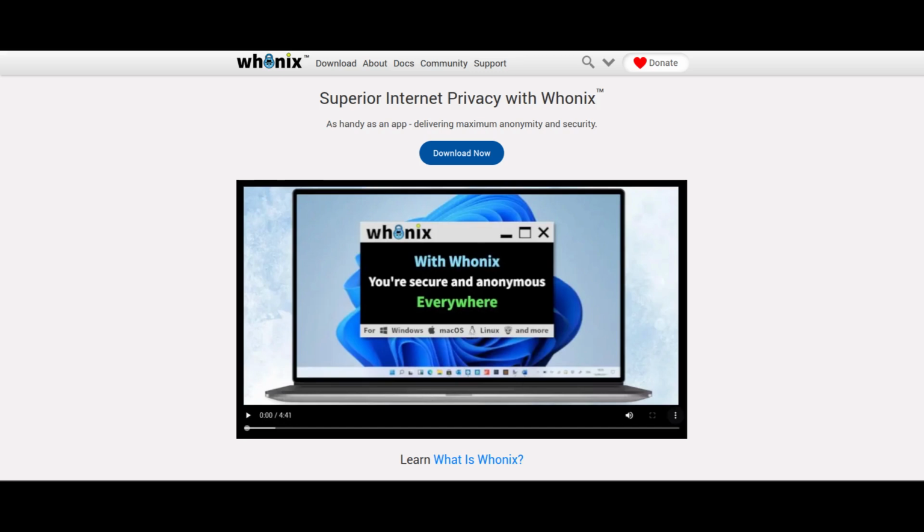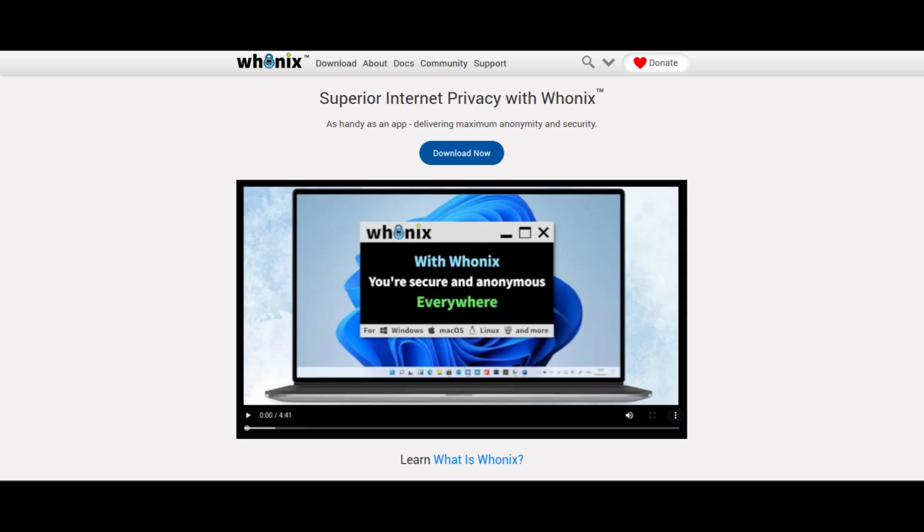Whonix is a security-hardened Linux distribution designed to provide users with a strong level of privacy and anonymity on the Internet. It is based on the Debian operating system and consists of two virtual machines, VMs, a workstation and a gateway. The workstation is where users run their applications and access the Internet, while the gateway is responsible for routing all traffic through the Tor Anonymity Network.